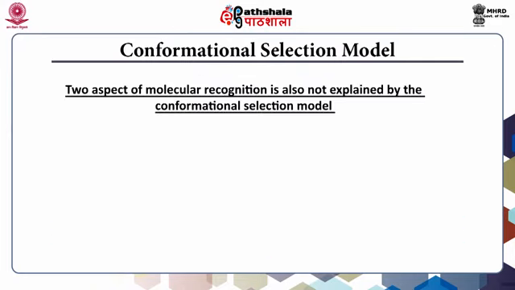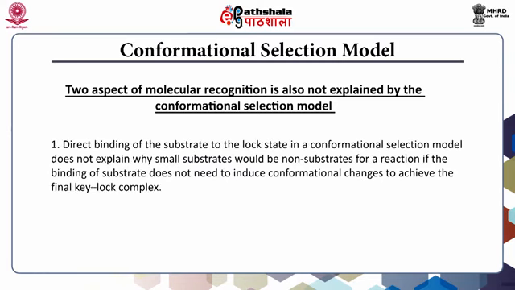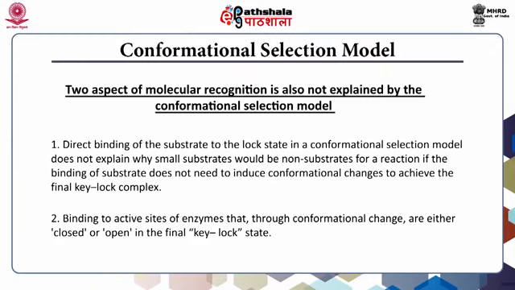Two aspects of molecular recognition are also not explained by the conformational selection model. Number one, the direct binding of the substrate to the lock state does not explain why a small substrate would be a non-substrate, which we have already discussed in the previous slide. And second, binding to active sites of enzymes that, through conformational changes, are either closed or open in the final key lock state.